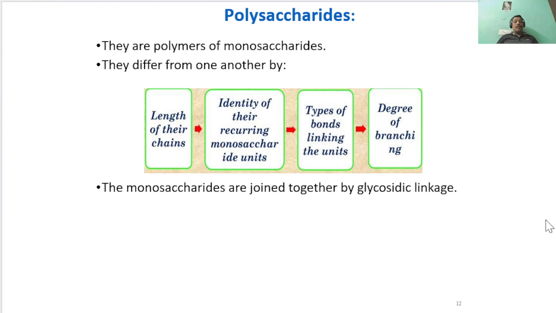The last one is called polysaccharide. These are monomers joined together. As I told you, more than 10 monomers joined together is called a polymer. It is long in length, so we call it polymers. So these monosaccharides are joined together by a glycosidic bond.